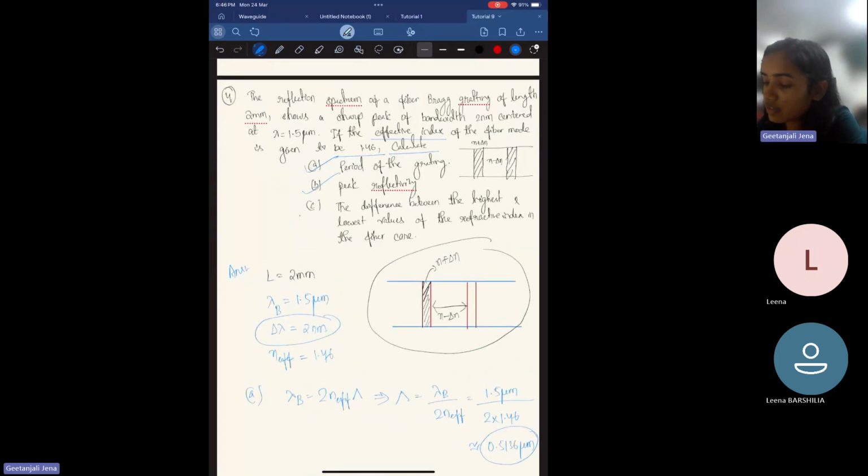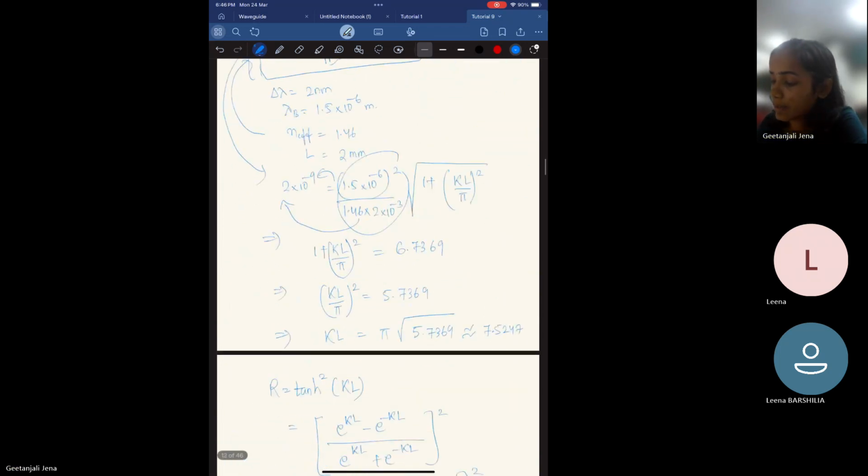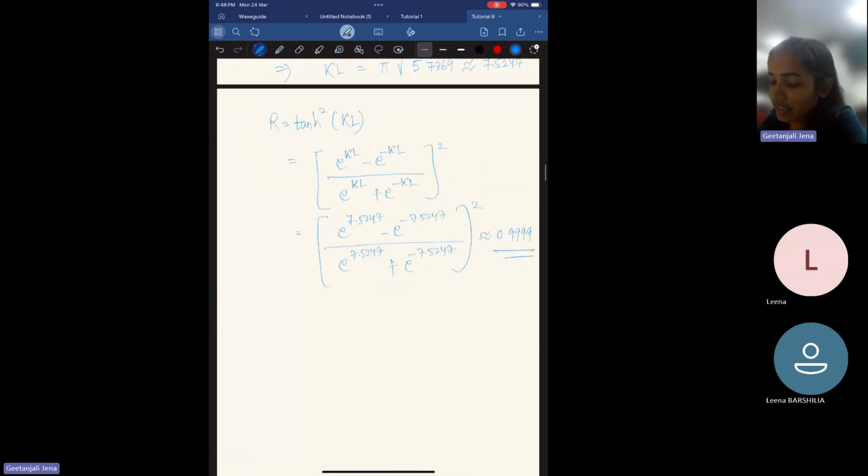The third part is asking what is the difference between the highest and lowest value of refractive index in the fiber core. So if you see the figure, the maximum refractive index is n plus delta n, and the minimum refractive index is n minus delta n. So that means the difference in refractive index, let's say, will be 2 times delta n. So we need to find out delta n, right? And how can you calculate delta n now?